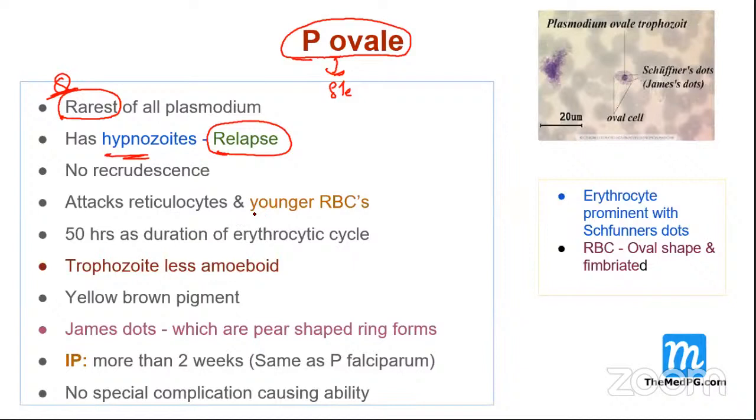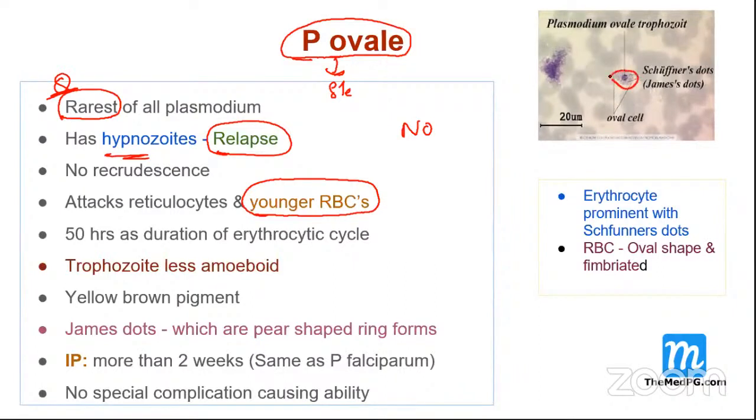And it affects the younger RBCs. It doesn't like all RBCs or the older ones. It will affect the younger RBCs. And there is no increase in size of the RBC, but there is a change in shape of the RBC. This point to remember. Look at this peripheral blood smear, students. Can you all see here?